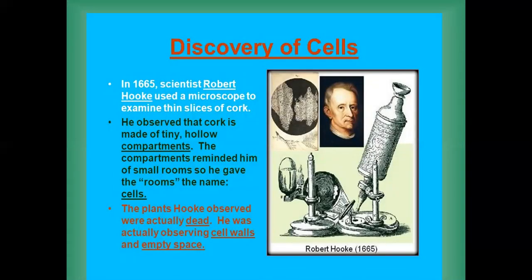Coming to the discovery of cells. In 1665, the scientist Robert Hooke used a microscope to examine thin slices of cork. Cork is nothing but a plant material. He observed that cork is made up of tiny hollow compartments. When he observed this cork tissue under the microscope, he saw that it was made up of many tiny hexagonal compartments.